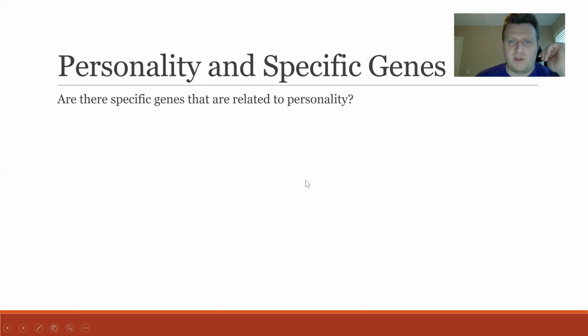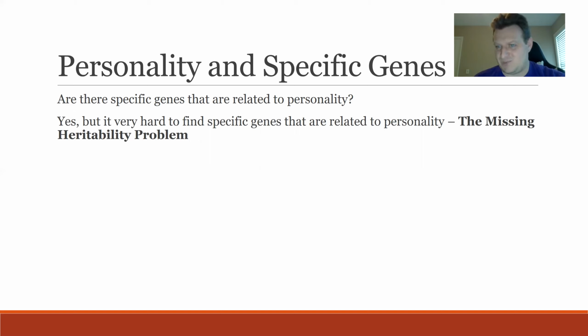Now let's ask the question about personality and specific genes. Are there specific genes related to personality? This would be very cool if we find out specific genes that are related to personality, but it turns out we can't really do that. This is a problem that's unfortunately common in the study of behavioral genetics. It's known as the missing heritability problem. Clearly genes play a role. 40% of the variation in personality is due to genes. But we can't find one specific gene that correlates with personality, or if it does correlate with personality, it correlates at a very, very small level.